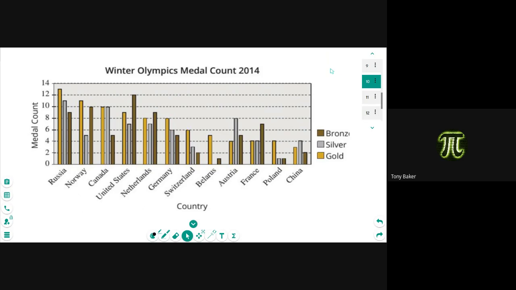This was the Winter Olympics in 2014. The book has old data. I didn't find the graph for this year's data. Sorry.